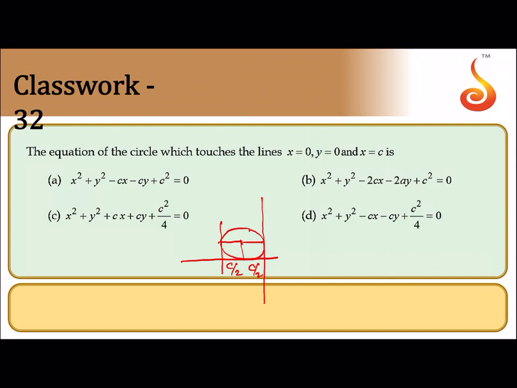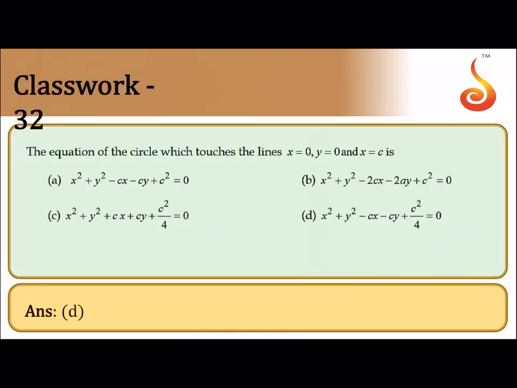Further, if you observe, then two circle equations are possible. With x equal to c, c can be positive, meaning this side, or negative, meaning this side. Further calculations you can do. Center coordinates will be c by 2 comma c by 2. Positive. So obviously option A might be correct. Option D is correct. Yes, perfectly.